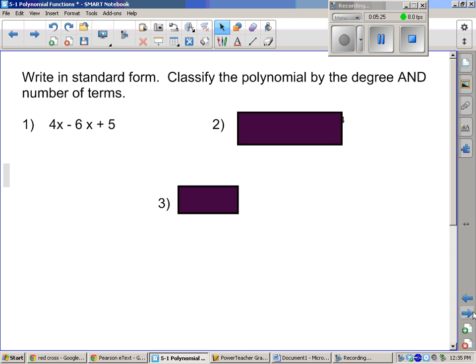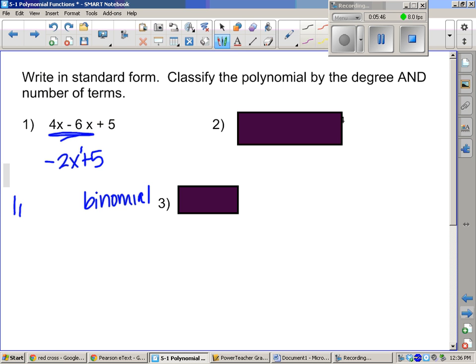All right, we got to write this in standard form. Now, you got to simplify before you even start. So 4x minus 6x, those can go together and get negative 2x. And then plus 5. So, we have two terms. That's called a binomial. And the highest degree is a little 1. It's not there. It's hidden. But we just call that linear. It's like it's a line. Like y equals mx plus b.